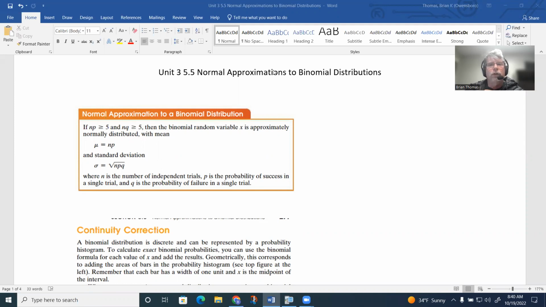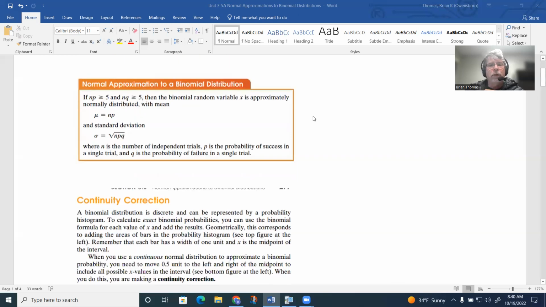So our goal is, instead of using a binomial distribution, we're going to try to use the normal approximation instead. This can happen in this situation here. A normal approximation can be used in place of a binomial distribution if these are true. The first one says if n times p is greater than or equal to 5 and n times q is greater than or equal to 5, then we can use a normal distribution in place of the binomial distribution.